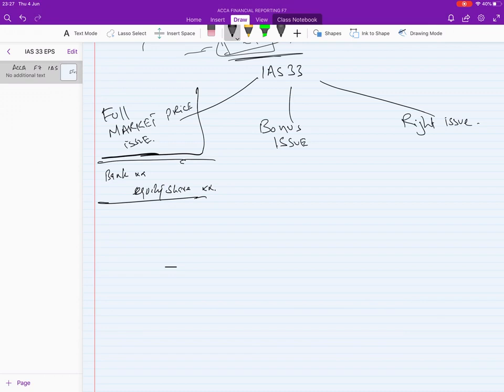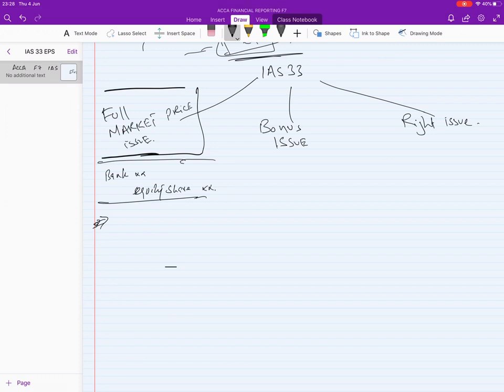Okay, so let me give you one thing. This is a cash issue. This means these shares are against cash, so the company is getting cash against those shares. The company must utilize that cash somewhere else to earn more profit. So in this case, for full market price, you have to take effect from the day the share was issued.